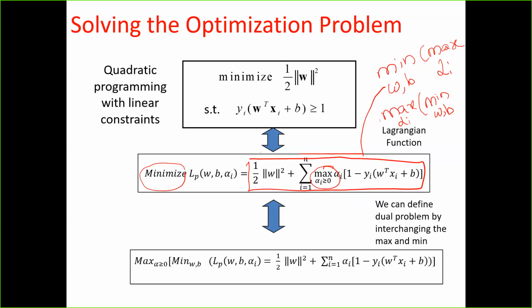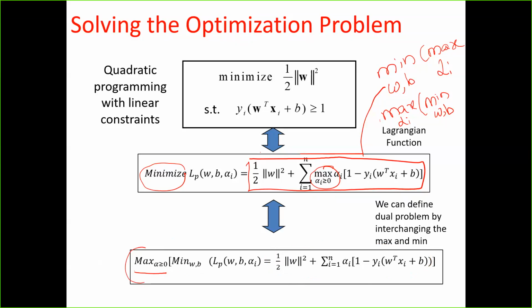Am I right? Yes. So you are interchanging max and min: maximization over alpha greater than or equal to 0, minimization over W and B, of the same expression, norm of W squared by 2 plus sum over i equal to 1 to n of alpha I times 1 minus yi times W transpose xi plus b. If you really understand this idea, you will appreciate it very much and feel very satisfied. To see the beauty of it, you are creating a dual problem and solving the inside problem. After solving the inside problem, you make it completely independent of W and B, and then solve the outside problem.